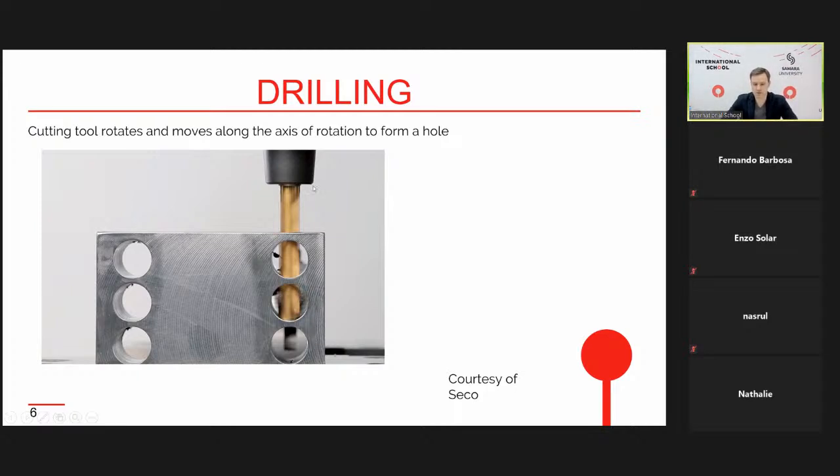So this process provides us only holes after machining, holes of a diameter equal to the diameter of the drill. These 6 holes were drilled by a bigger drill than the drill shown in the picture.